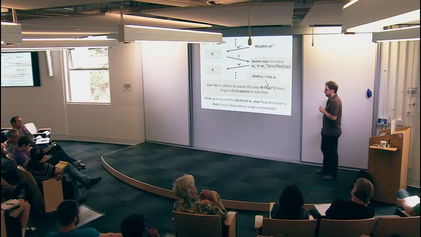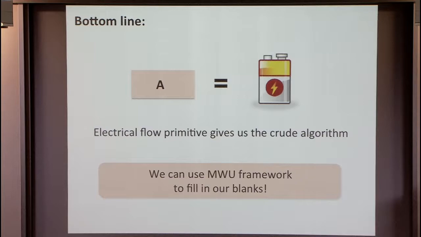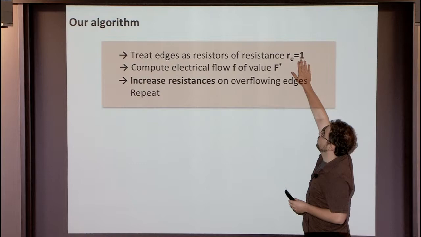I like questions, so thanks for asking them. Okay, so this was our algorithm, which roughly boils down to these two things. We start with small resistances, then you compute the electrical flow, increase the resistances on the edges carrying a lot of flow, and repeat.